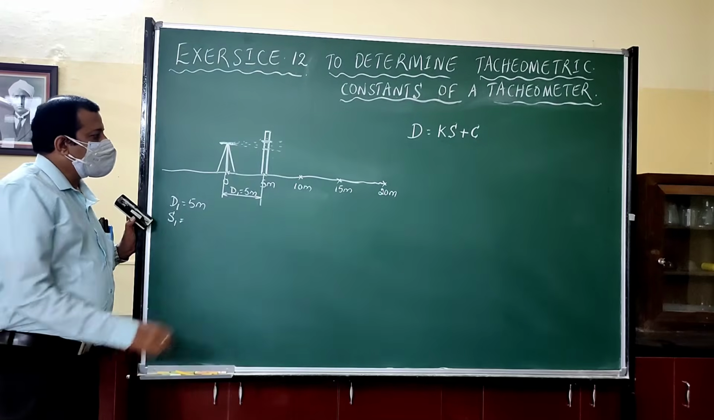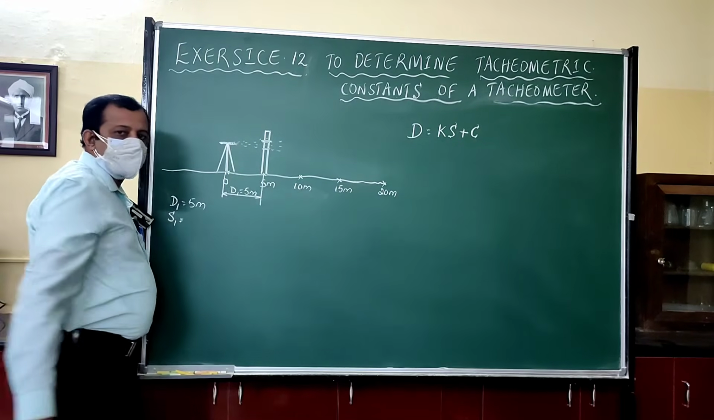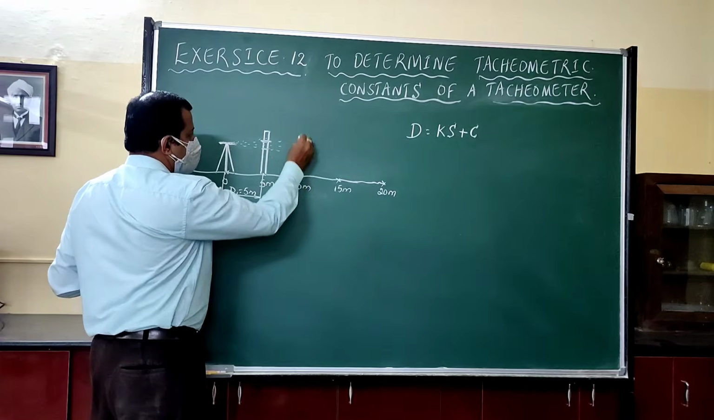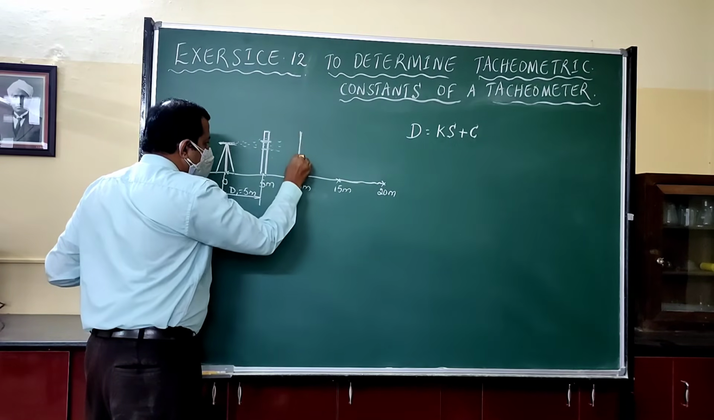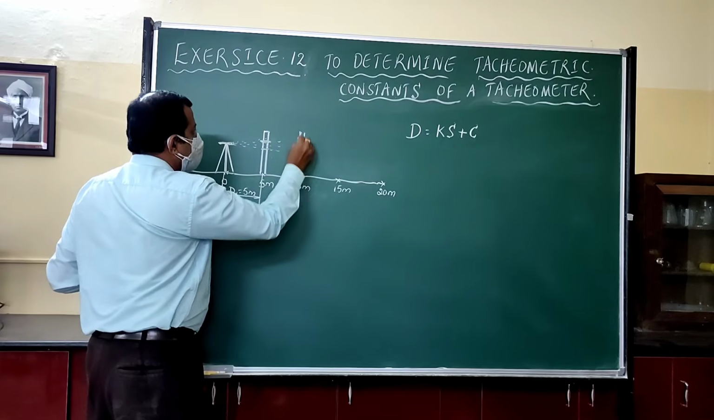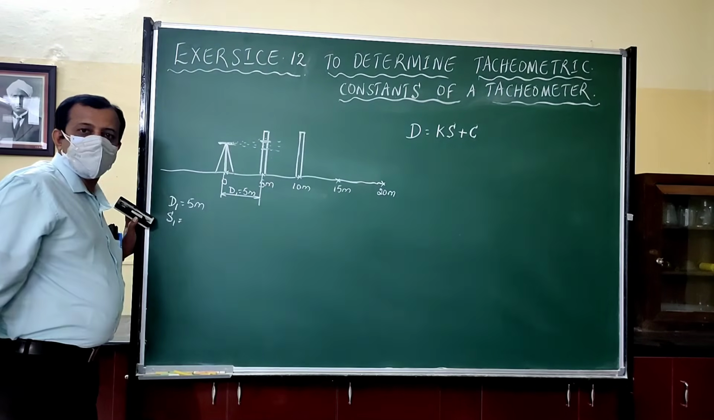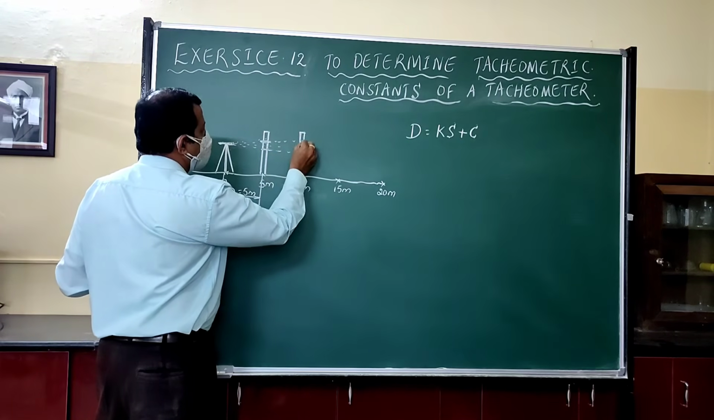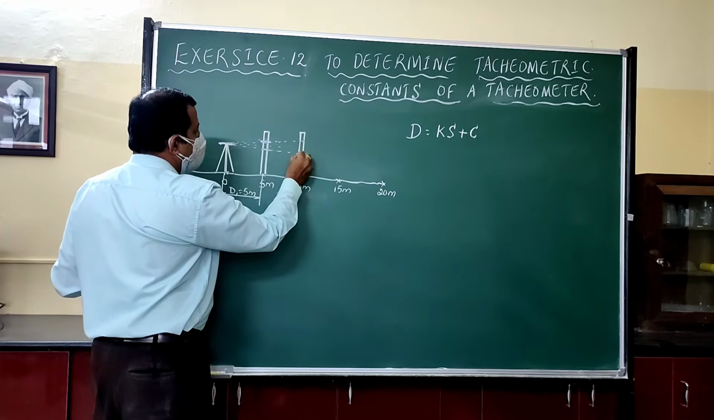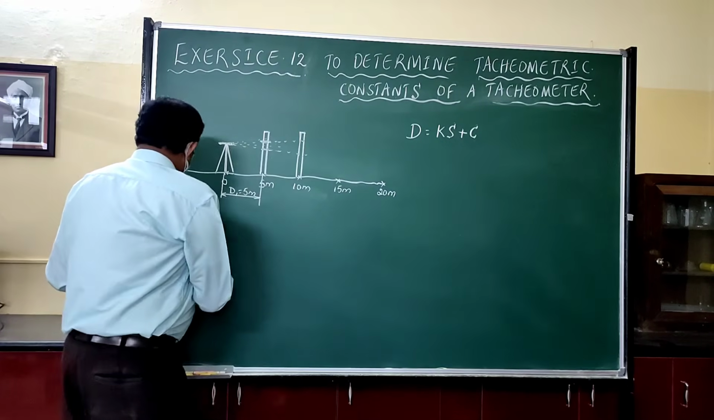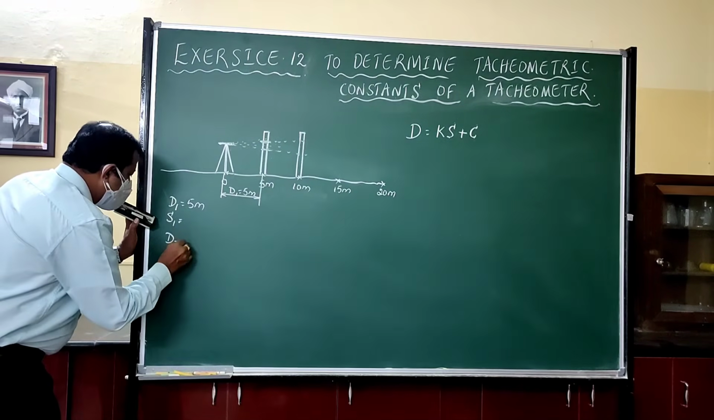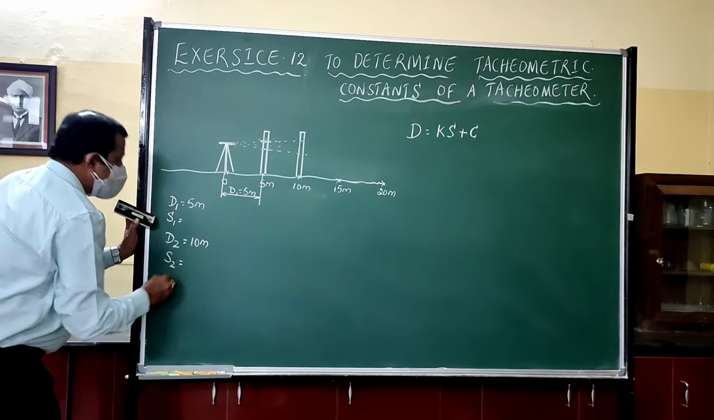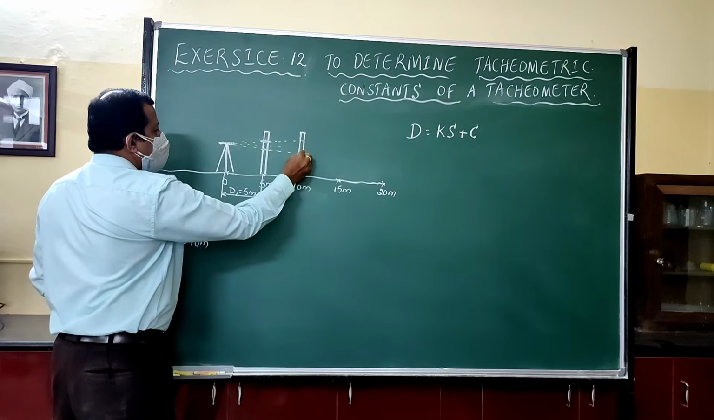Now shift the leveling staff to the second station at 10 meter. Place the leveling staff at 10 meter and once again note down the stadia readings: the upper stadia reading, central crosshair reading and lower stadia reading. Let the distance D2 be 10 meter, and find out the staff intercept S2, the difference between upper stadia and lower stadia.